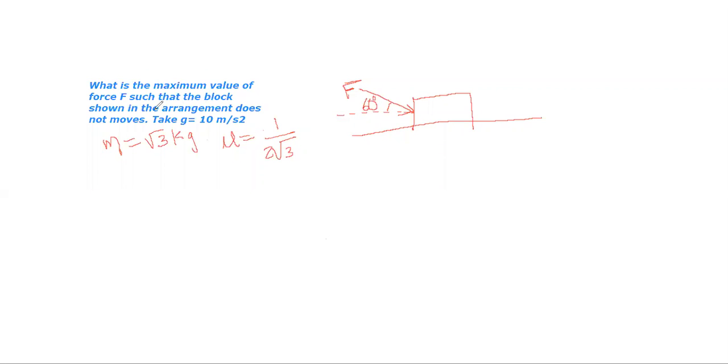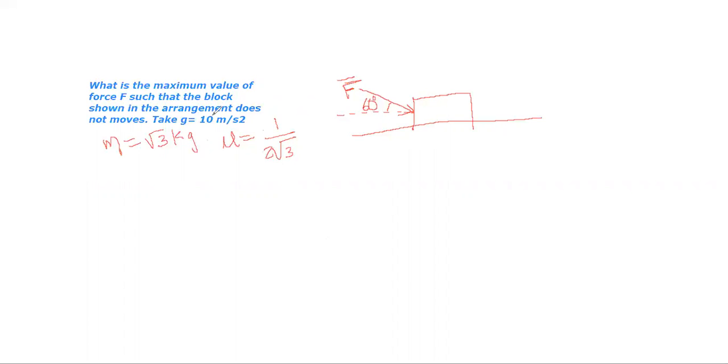What is the maximum value of force F such that the block shown in the arrangement does not move? Take g equal to 10 meters per second square. Here we have a block. A force F is acting on this block in this direction, that is 60 degrees with the horizontal axis. We need to find the maximum value of F such that the block is still not moving.